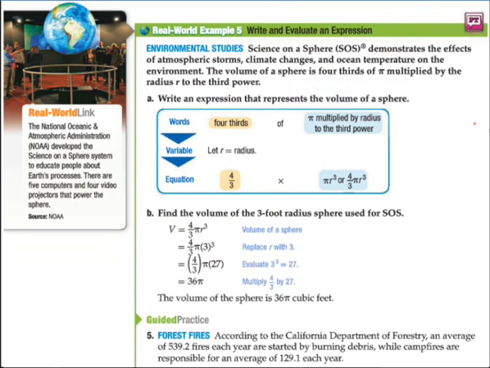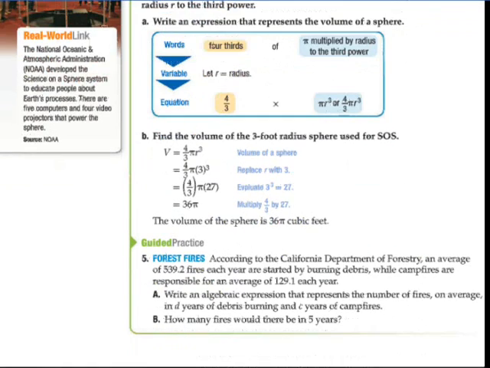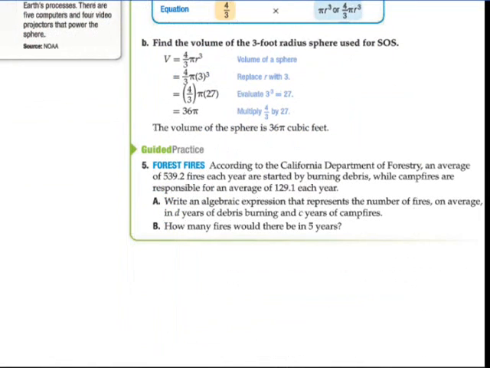Let's take a look at real world example 5. This is just same stuff we've been doing, but now it's a word problem. But it's nothing new, okay? Nothing new. Take a look at the guided practice here. According to the California Department of Forestry, an average of 539.2 fires each year are started by burning debris, while campfires are responsible for an average of 129.1. Write an algebraic expression that represents the number of fires on average in D years of debris burning and C years of campfires.